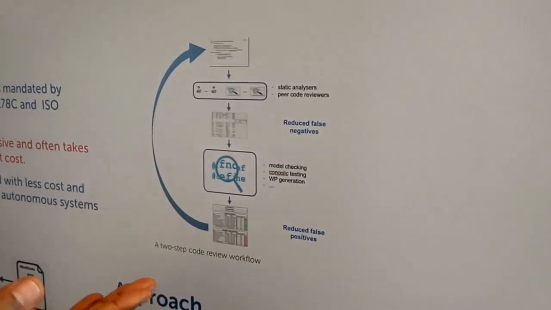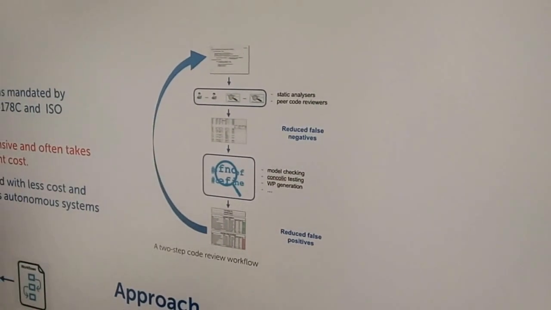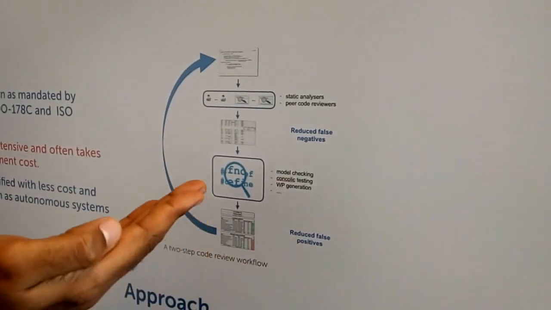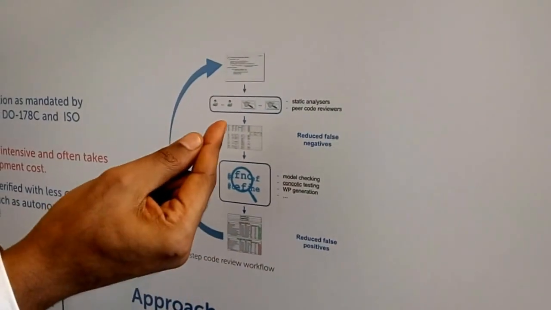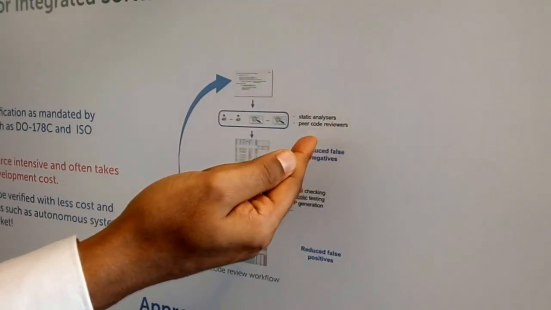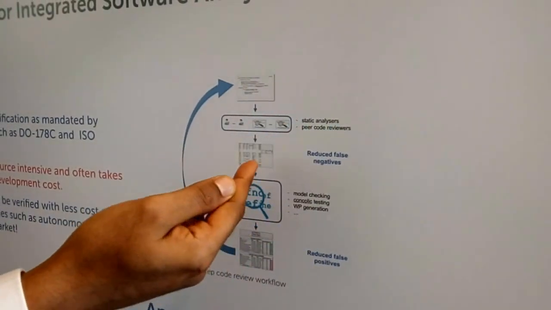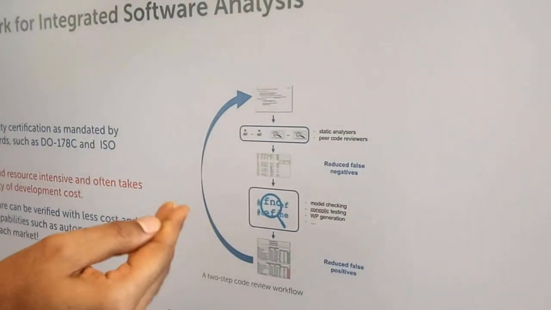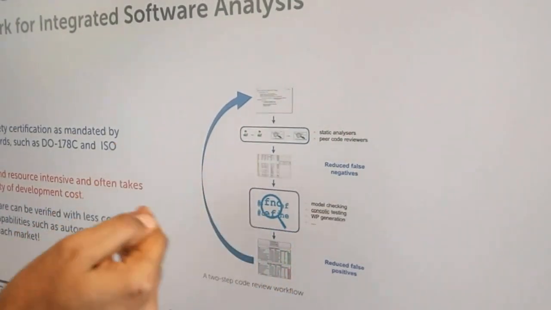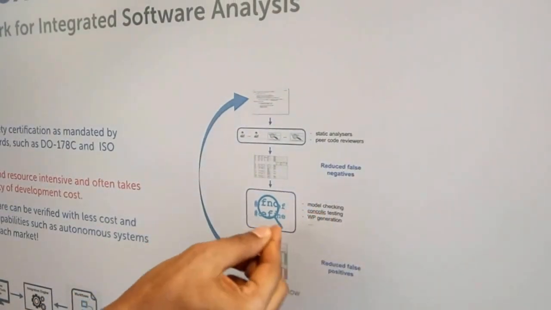This two-step code review workflow actually automates the code review activity in software development. Currently, code reviews are done by some manual process, but here we can first apply, for example, static analyzers or analysis from peer code reviewers to get an initial error report, and then this initial error report can be refined by applying more heavyweight or more involved formal methods like model checking to find a more refined result.